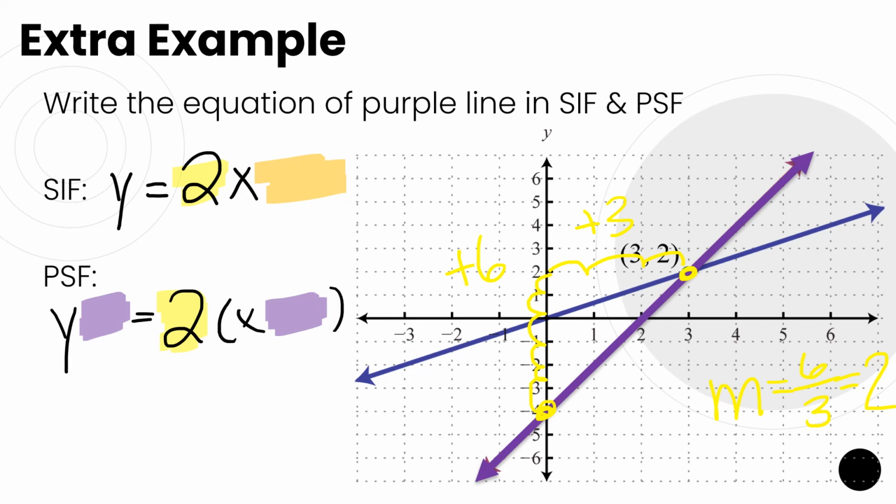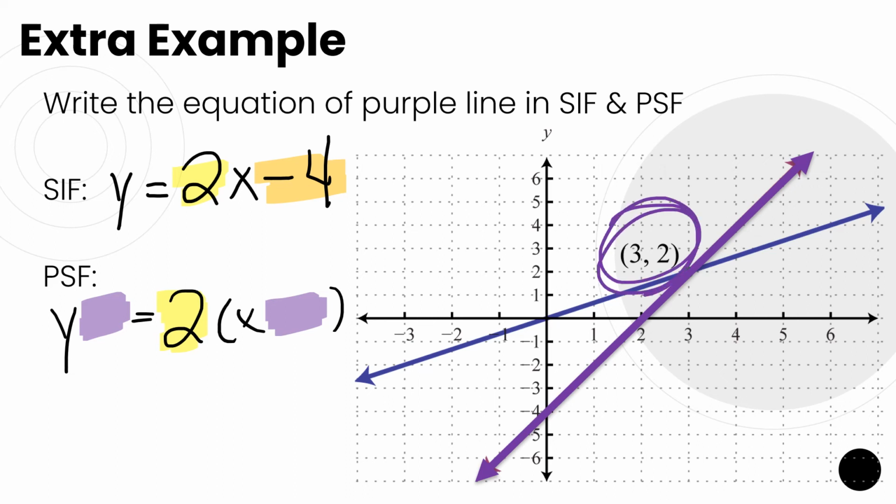Let's talk about our b. Our b value is where my purple line crosses the y-axis. It crosses right here at -4. Let's talk about point slope form. I need a point. I'm given this point, so let's use it. That means that if my x says +3, I write -3. If it says my y is +2, I write -2.